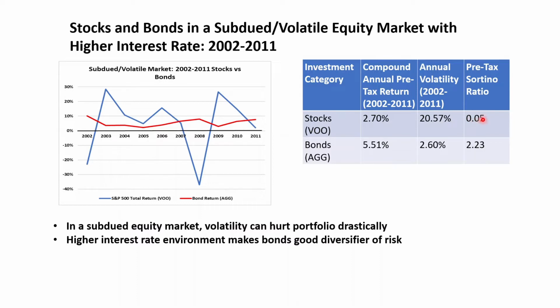The lower return means there's lower return relative to the risk. So in this case, the 0.05 means that the risk is a lot higher than the return, right, on a value basis. And again, this is pre-tax.